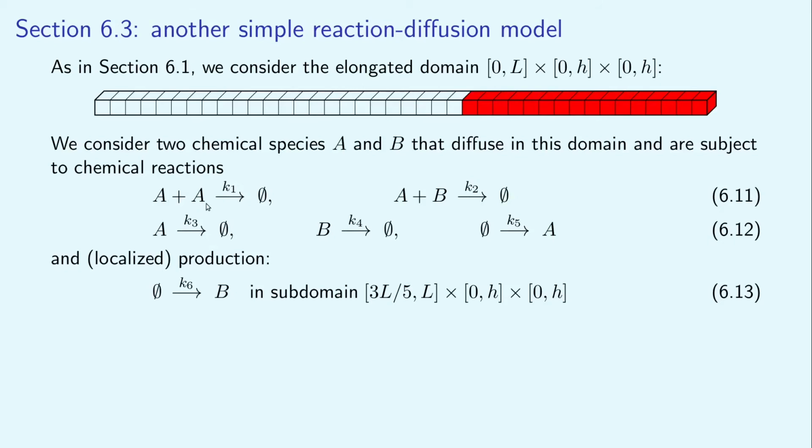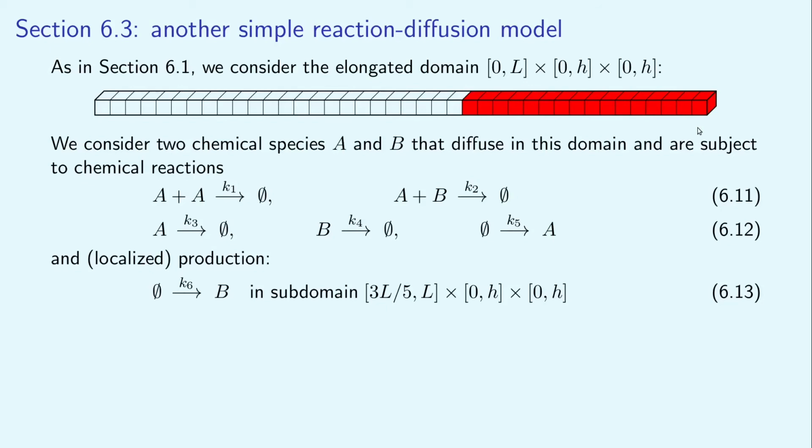A reacts with A, and the product is not further considered. A reacts with B, and the product is not further considered. So these 2 reactions are removing molecules of A and B from the system. Then we have the degradation reactions of both A and B, which again remove molecules of A and B from the system. Finally, we have the production of A and the localized production of B. We assume that B is produced in this red part of the domain.